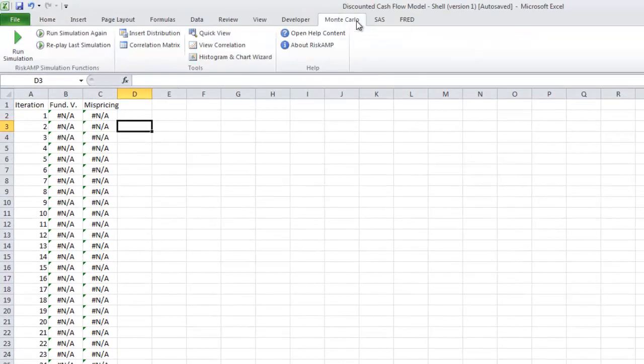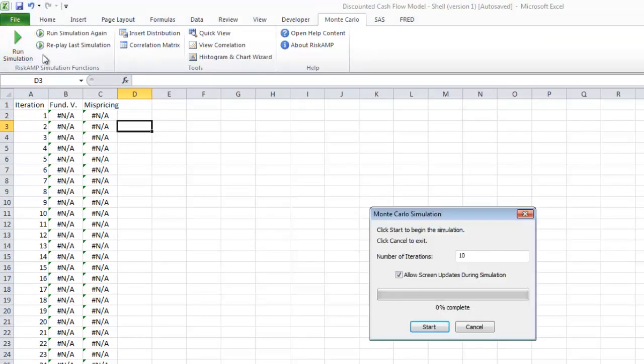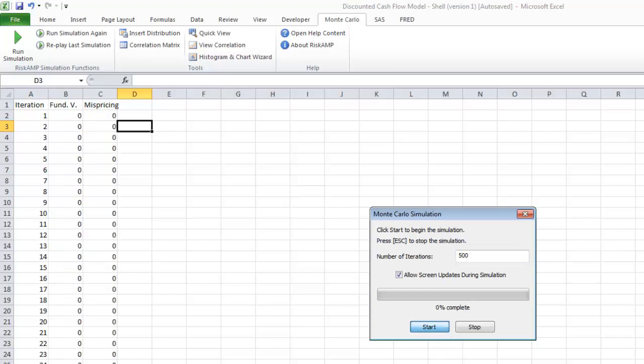If you go to Monte Carlo, run simulation, put in 500 iterations, then what it's going to do is for each of the variables that we turned into distributions, it will do 500 iterations. So it will draw those variables from the distributions that we defined 500 times, and we'll get 500 different fundamental values and mispricings, which will give us a much richer set of information from which to make our investment decision. This is going to take a little bit of time, so let's start it and let it rock and roll here.